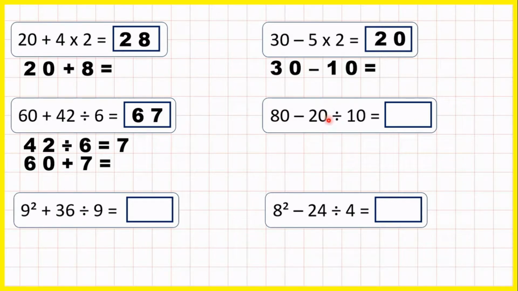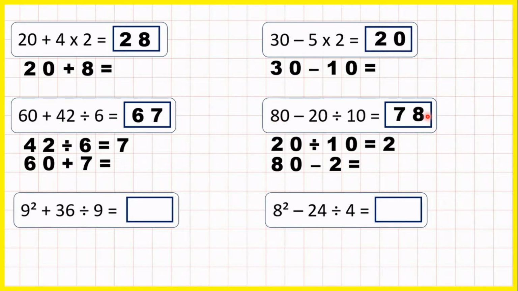Now 80 minus 20 divided by 10. So again, we're doing the division first, because we always do multiplication or division before we do addition or subtraction. So 20 divided by 10 is 2, so we're subtracting 2 from 80, so that gives us 78.